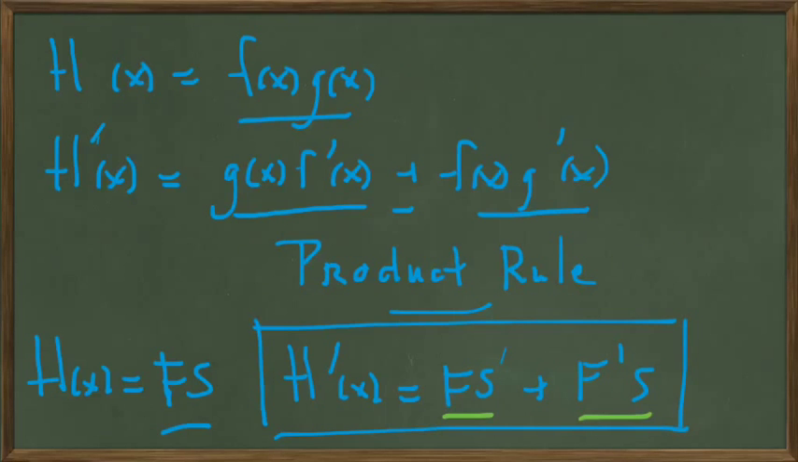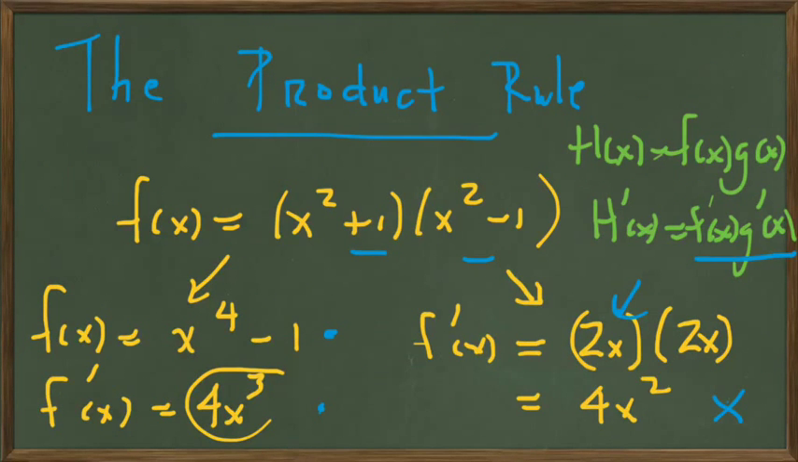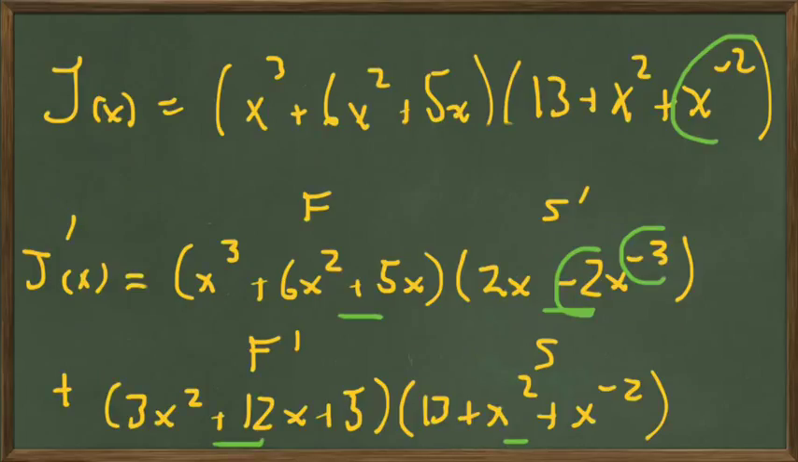So summing up, here's our product rule for a function that is the product of two functions f and s. It is the first times the derivative of the second plus the derivative of the first times the second. When we have a function like this, we would probably be better served to just multiply the function out rather than use the product rule. But when we have a complex product, such as in this example, the product rule is much more desirable to use than multiplying the function out.